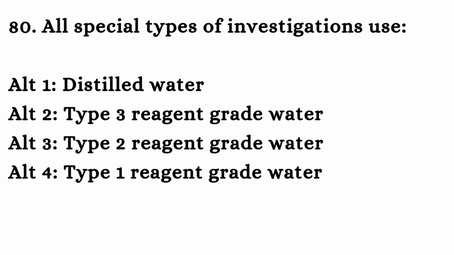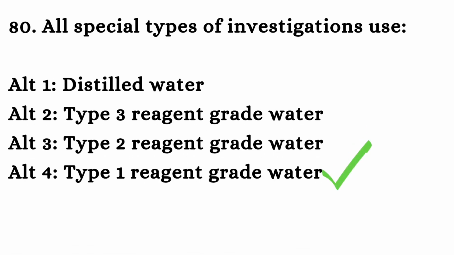Next one. All special types of investigations use option 1 distilled water, option 2 type 3 reagent grade water, option 3 type 2 reagent grade water, option 4 type 1 reagent grade water. Which water is used for all special types of investigations? The right answer is option 4. Type 1 reagent or ultra pure water is used for all special investigations.